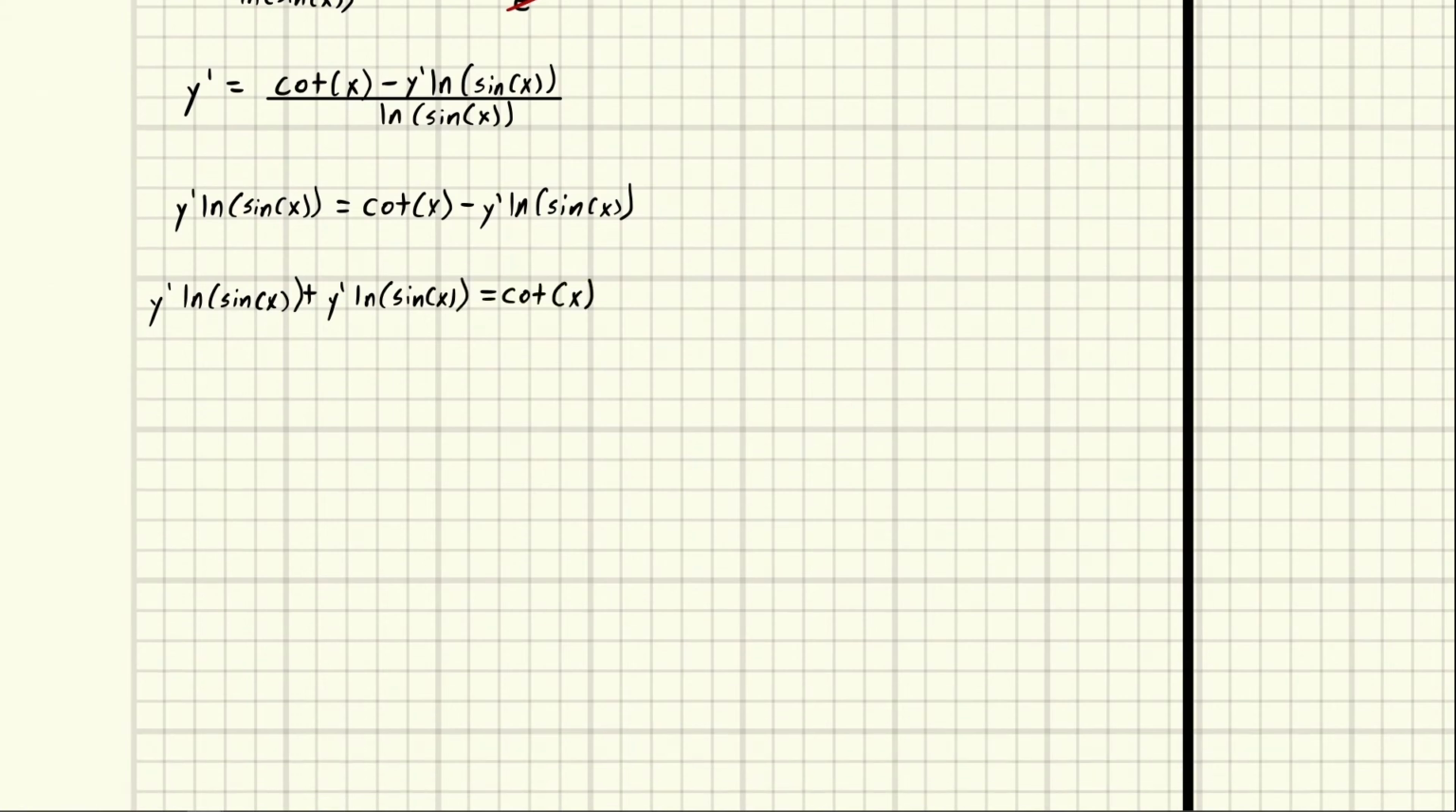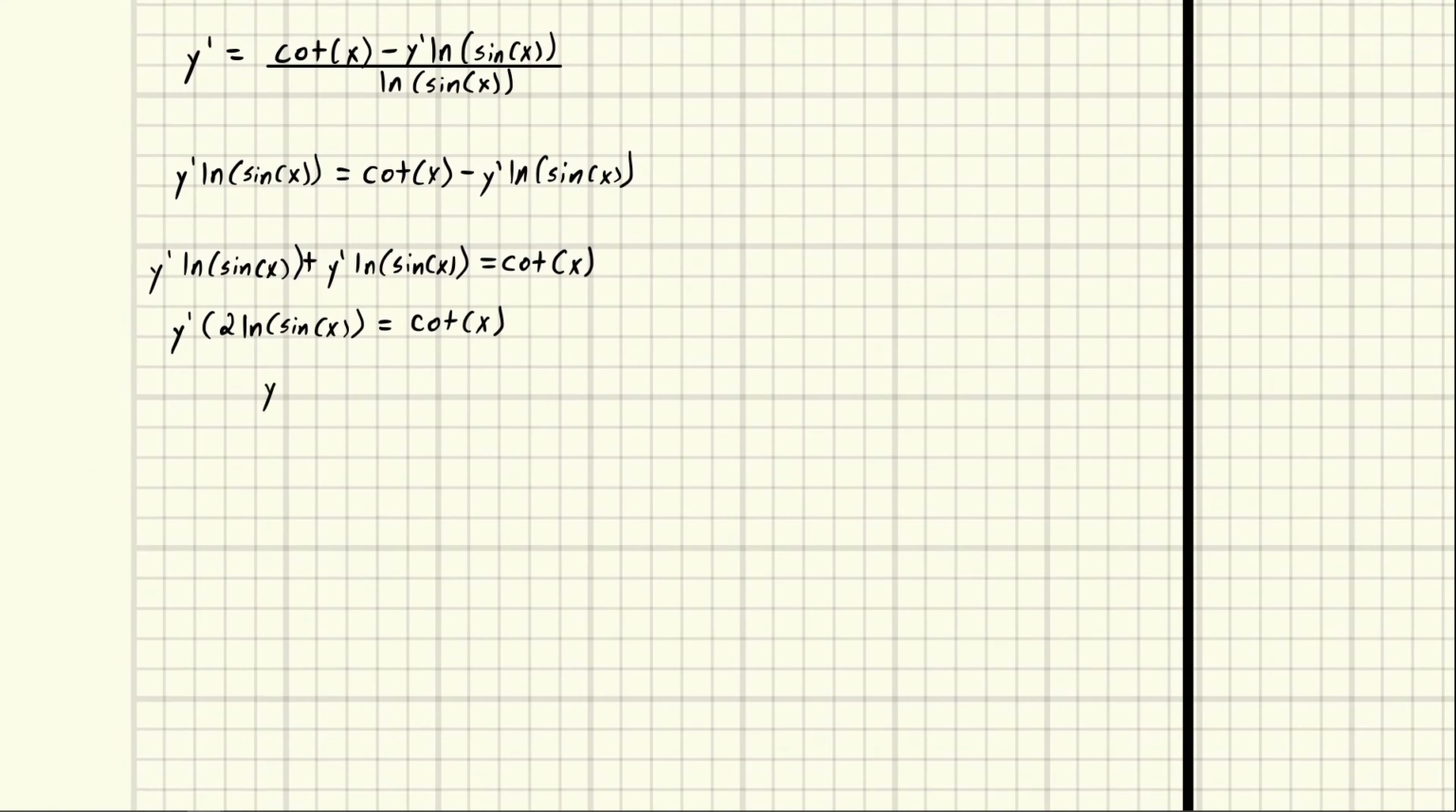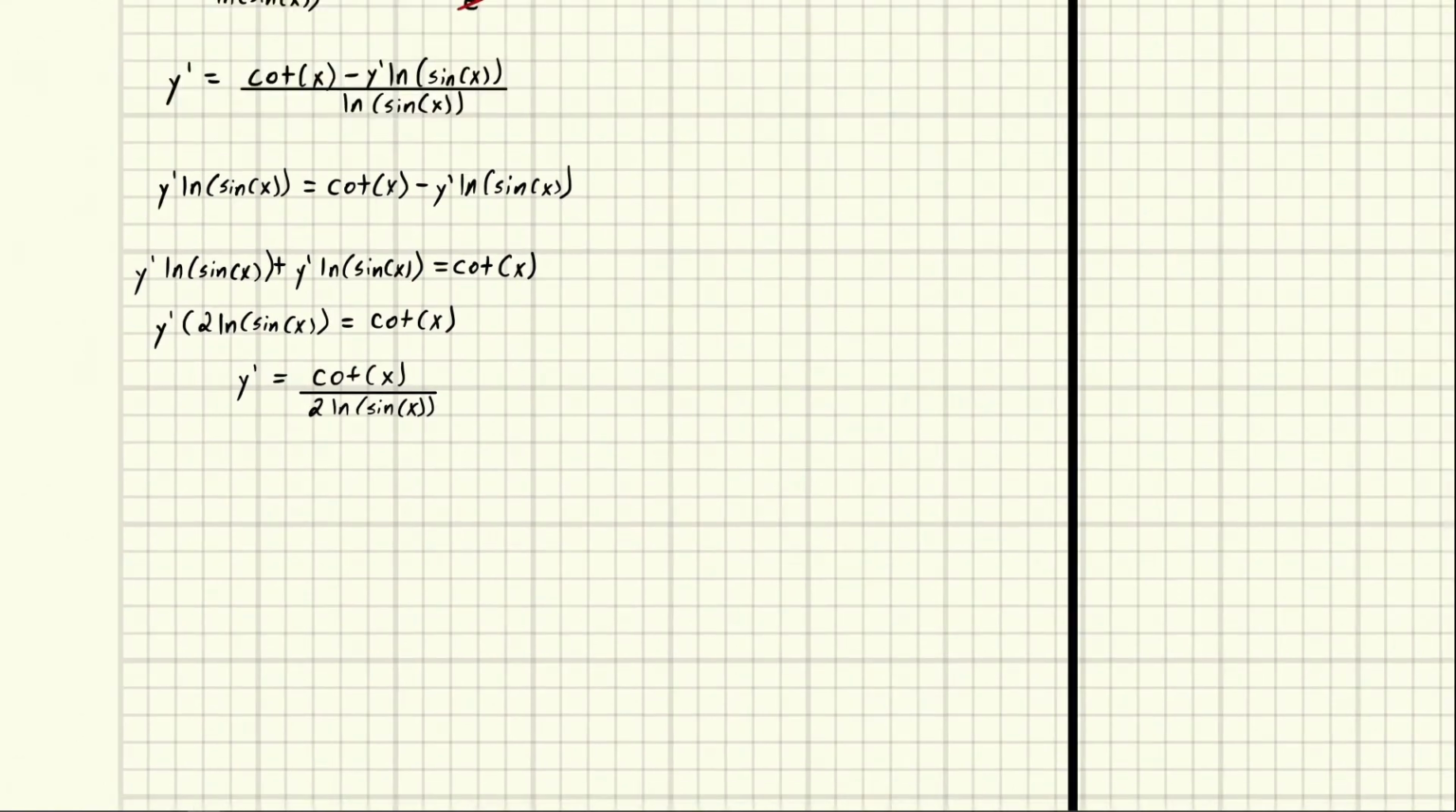From here, we can factor out the y prime, and in fact, we have two of these. So we wind up with y prime times 2 natural log sine x is equal to cotangent x. Then we can just divide this out, so we get y prime is equal to cotangent x over 2 natural log sine x. And that would be our derivative.